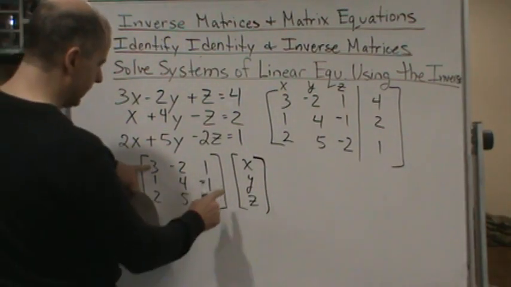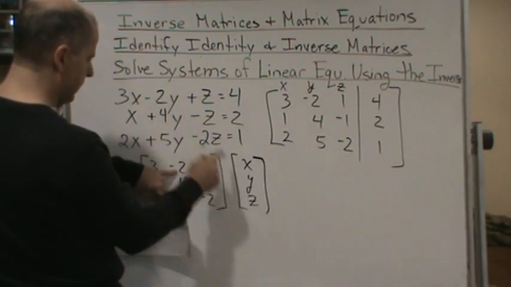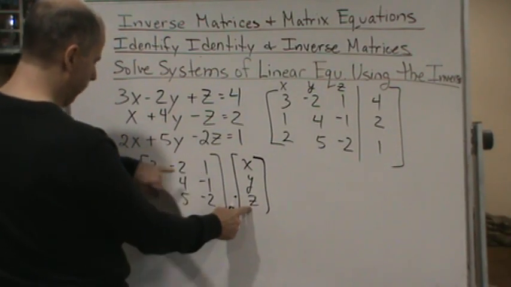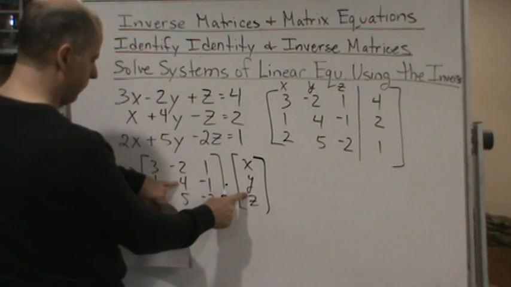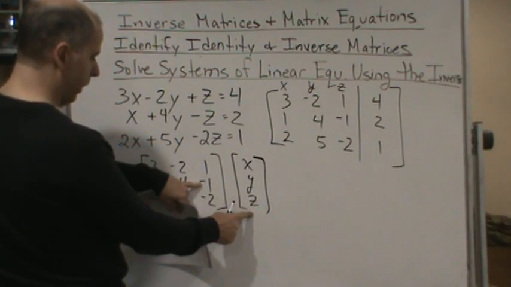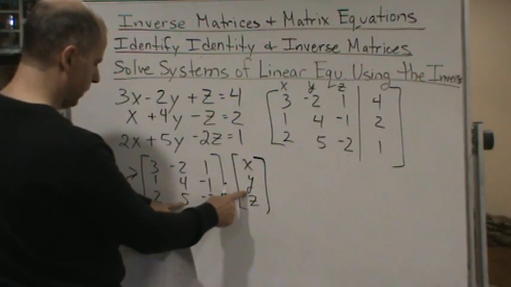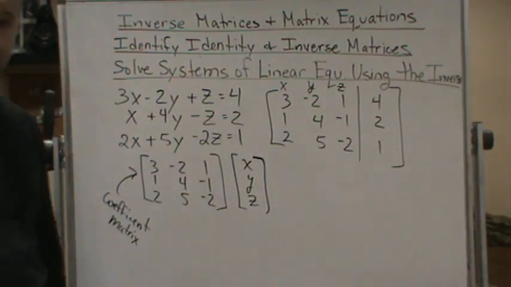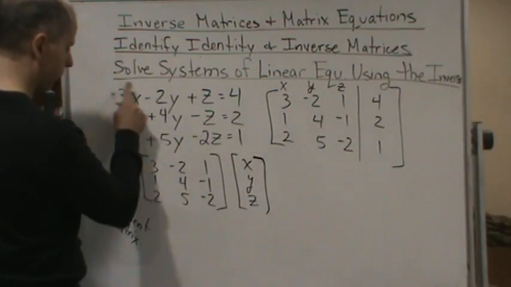If I take 3 times x, that gives me this one. -2 times y gives me that term. And 1 times z gives me that term, right? Boom. And then I go to the next row. 1x plus 4y minus 1z. And then I go to the next row. 2x plus 5y minus 2z. So if I look at the inner product, that gives me these, right?